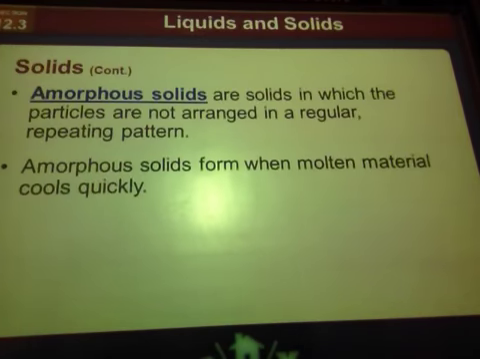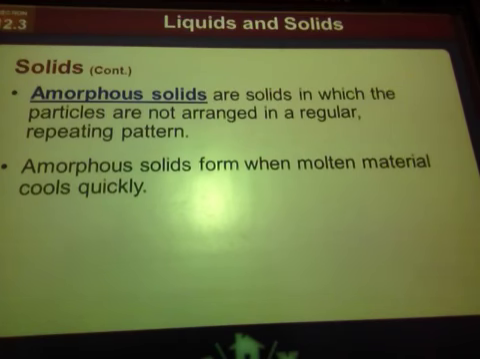Okay, last one. On solids, we can also have a type of solid that's called amorphous solid. And the term amorphous comes from a Greek word that means without shape. So an amorphous solid are solids in which the particles are not arranged in a regular repeating pattern. So in our crystalline solid, we know that there's a definite pattern, a definite shape. And in an amorphous solid, there's not any regular repeating pattern.